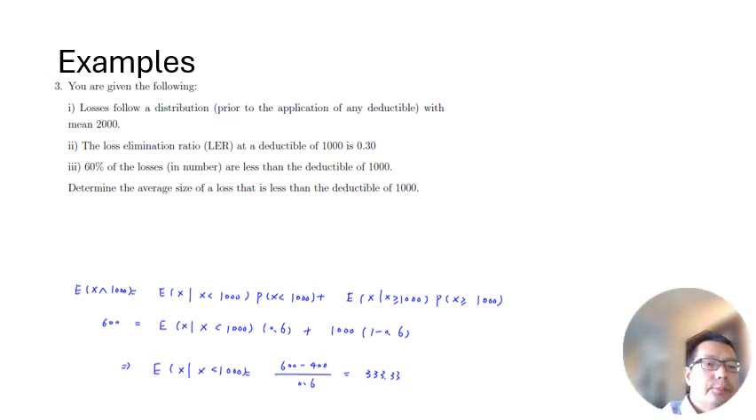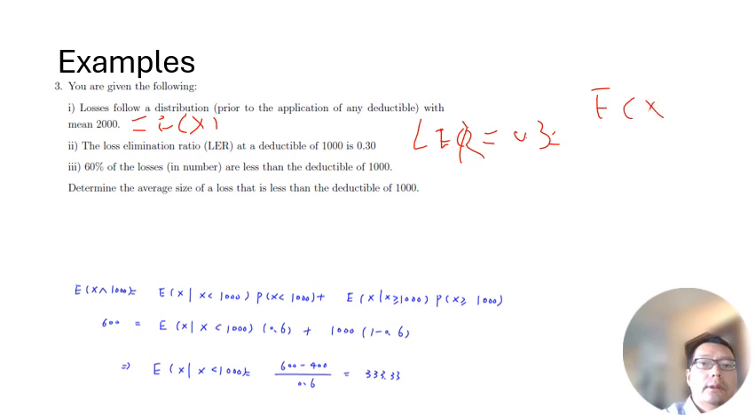Loss is a follower distribution with mean 2000. So let's write it out. Expected value E[X] is 2000. The loss elimination ratio LER at the deductible 1000 is 0.3. So LER is 0.3, which is this over E[X]. This is the formula for loss elimination ratio.